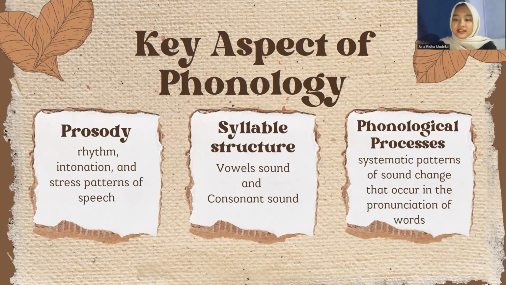And the last is phonological processes. These are systematic patterns of sound change that occur in the pronunciation of words. Examples include assimilation, where sounds become more similar to nearby sounds, and elision, the omission of sounds.